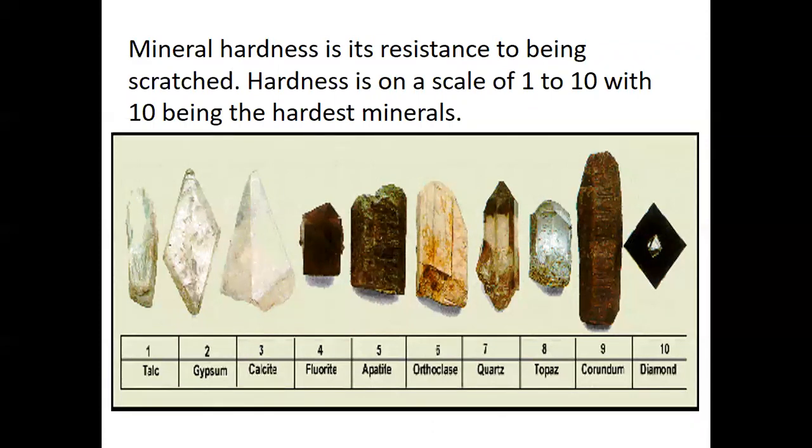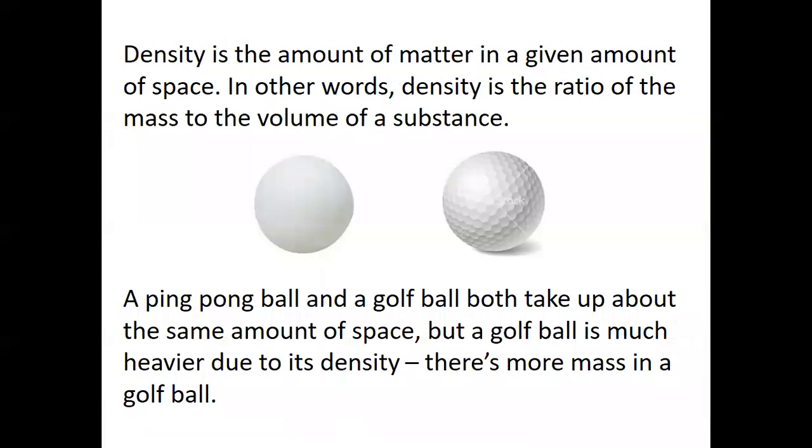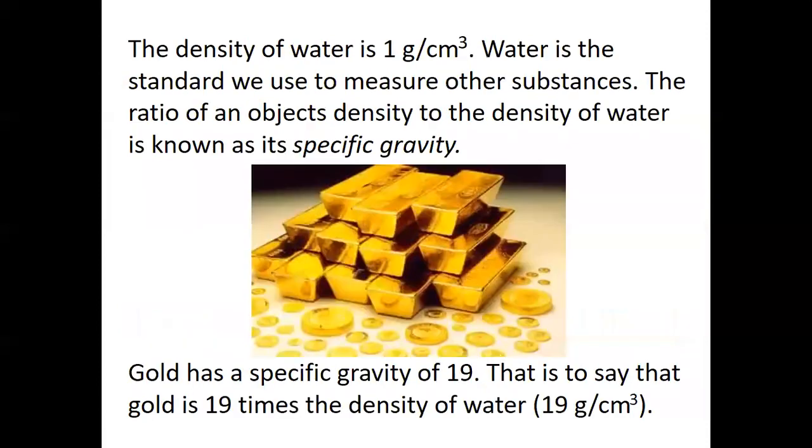Mineral hardness is its resistance to being scratched. Hardness is on a scale of 1 to 10, with 10 being the hardest minerals. Density is the amount of matter in a given amount of space. In other words, density is the ratio of mass to the volume of a substance. A ping pong ball and a golf ball both take up the same amount of space, but a golf ball is much heavier due to its density. There's more mass in the golf ball.